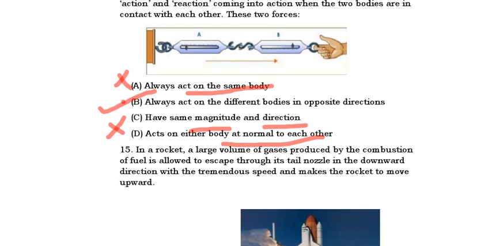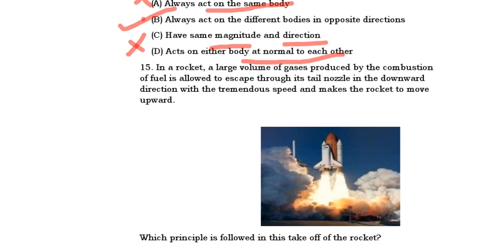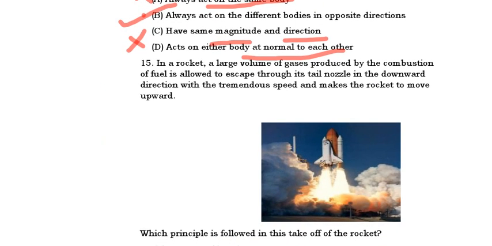Understood, guys? Now see the 15th problem. The problem is on rockets. While seeing this picture, what did you decide? Inertia, momentum, conservation of momentum? Your answer is conservation of momentum. Rockets work on that principle.